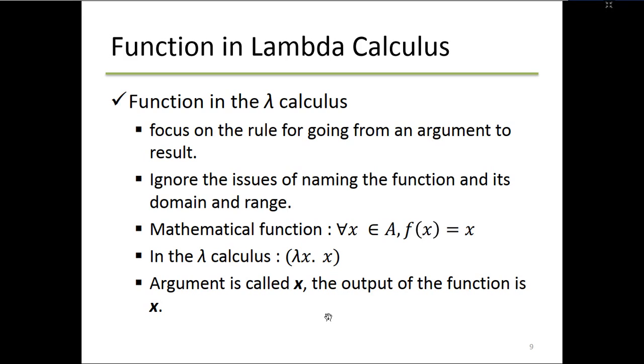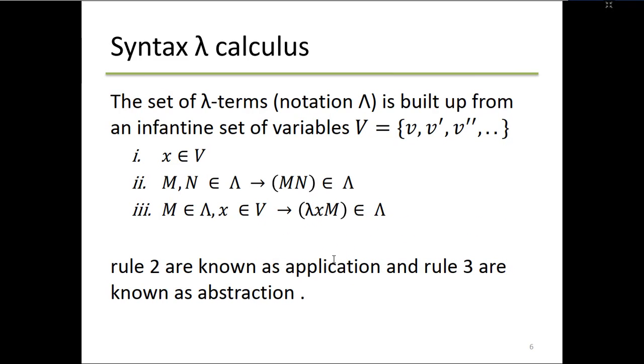Mathematical functions: for all x belonging to A, f of x is equal to x. It is represented in lambda calculus like this: lambda x. That means here f is a nameless function, lambda x, which is giving the output as x. So sorry, previously I told you here this is f of x is equal to m. That means that here it is a function which is taking x as the argument and giving you the result as m. That is what the meaning is.